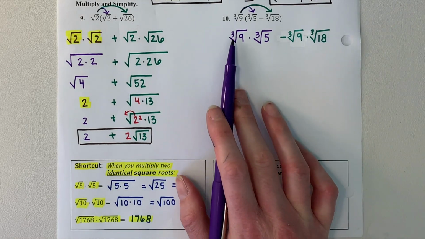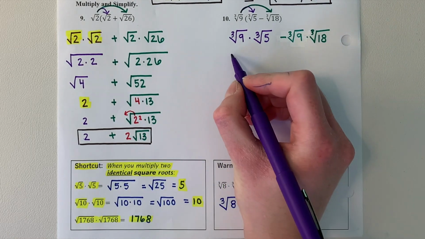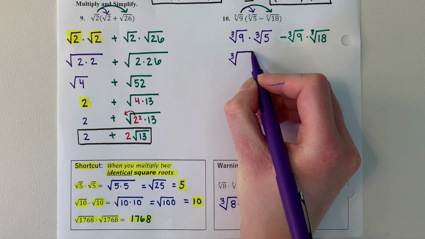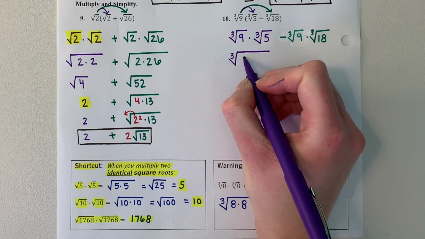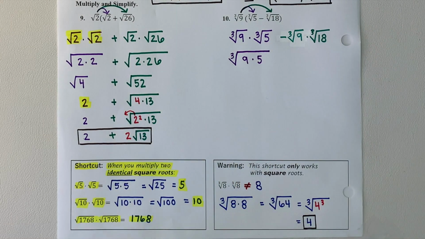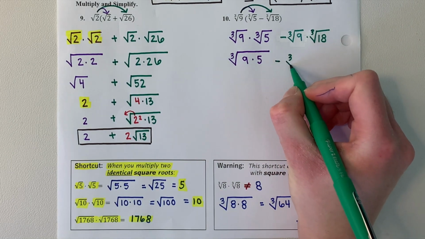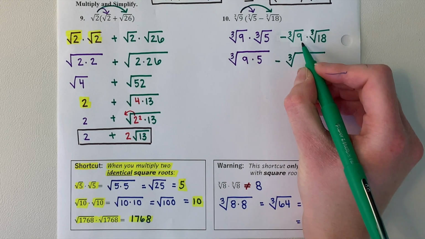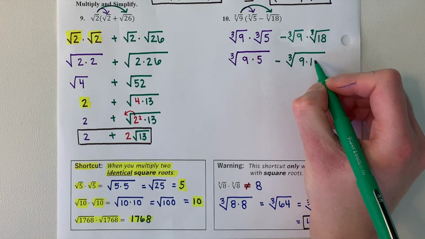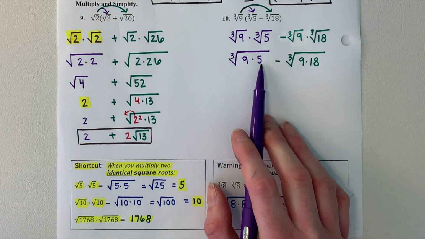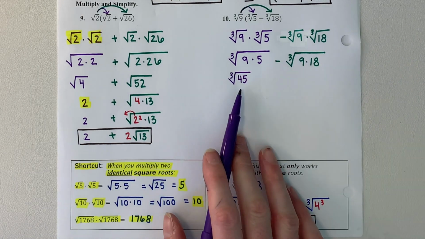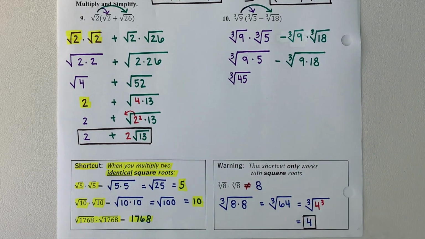Here, since both of these radicals have the same index, we can combine that multiplication underneath one radical symbol. So that will give us the cubed root of 9 times 5. Same thing here, since we're multiplying two cubed roots, we can combine that multiplication underneath one radical symbol to give us the cubed root of 9 times 18. And if we multiply 9 times 5, that will give us the cubed root of 45, and 9 times 18 will give us the cubed root of 162.